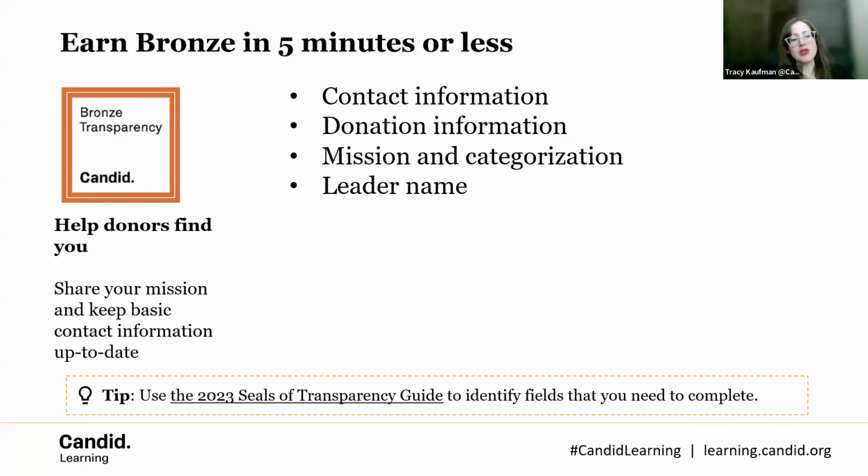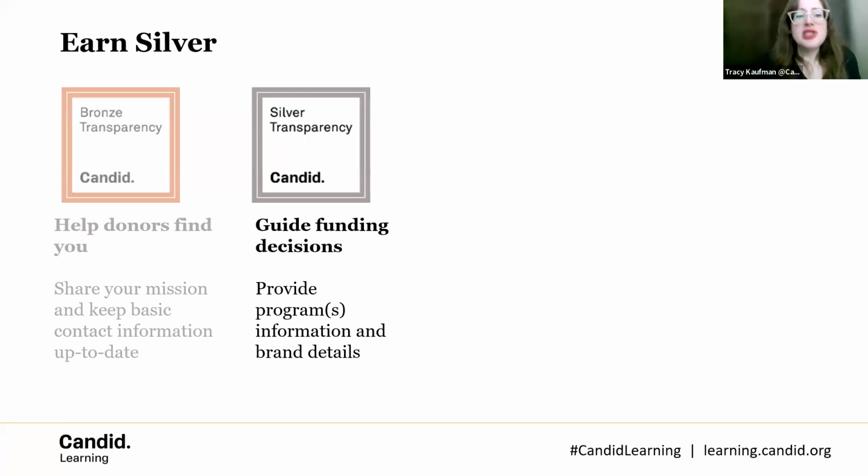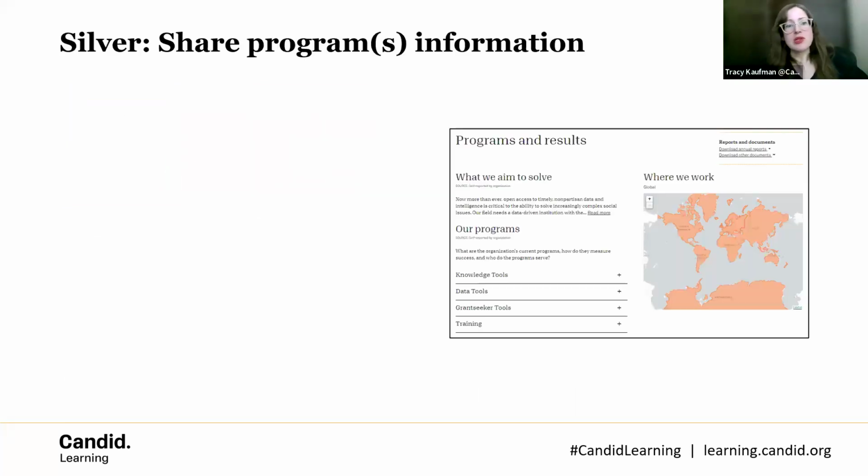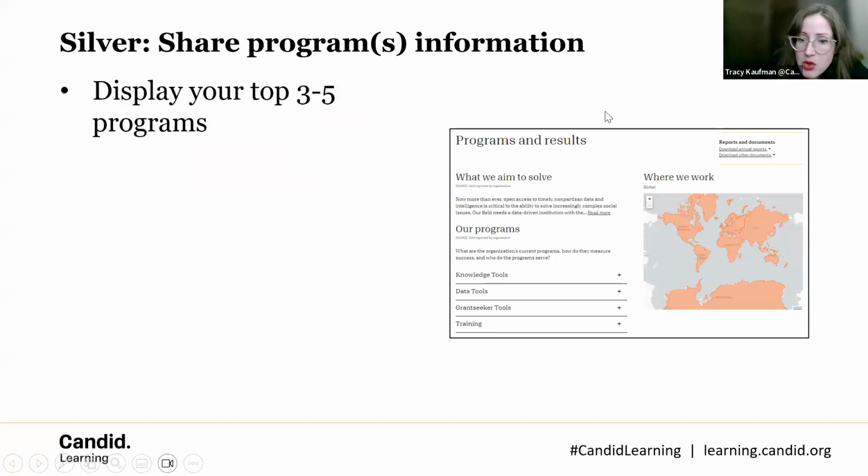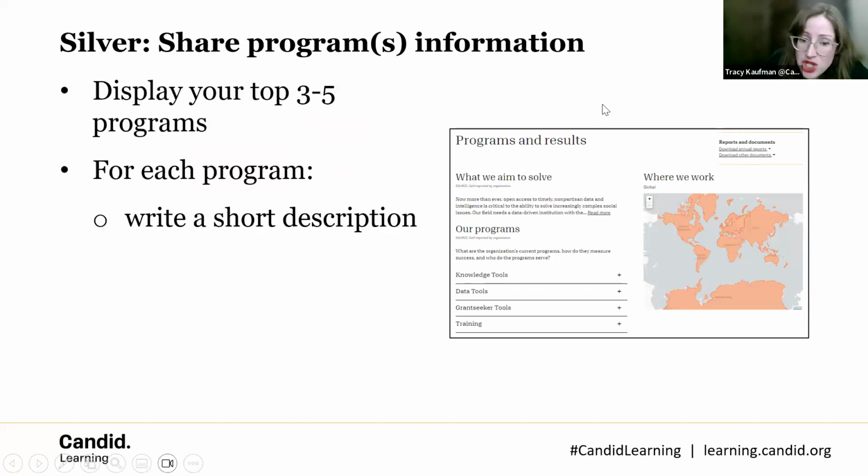So the bronze seal here, pretty easy to do. Just make sure your mission and your contact information are up there. Bing, bang, boom. Silver seal of transparency goes a little further. So here's a visual of what it looks like when people are putting in programmatic information. It starts to look kind of nice in GuideStar.